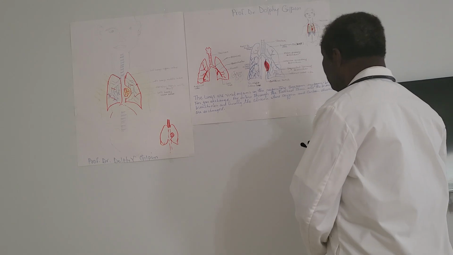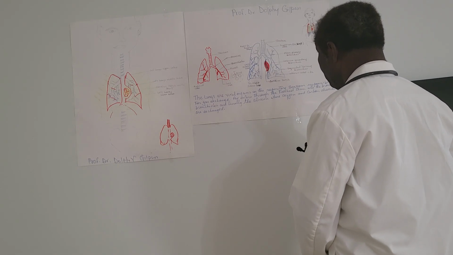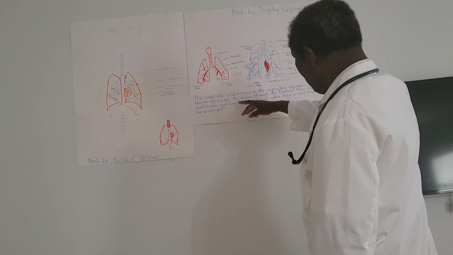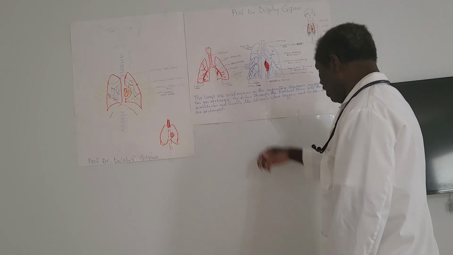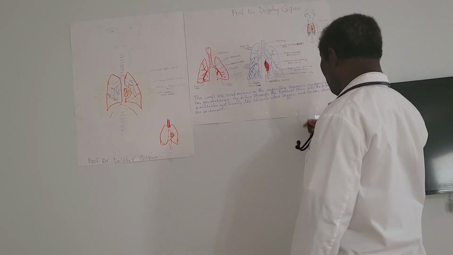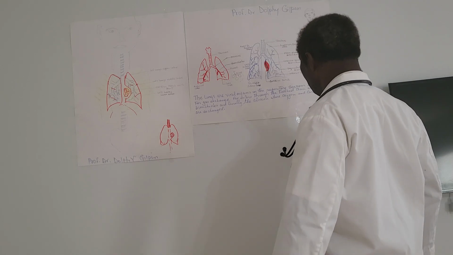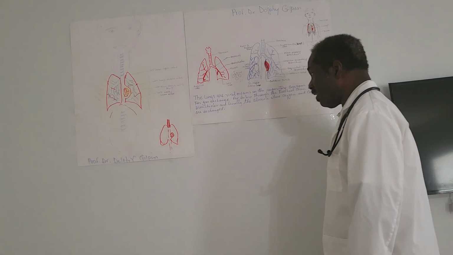This is the lungs, part of the pulmonary system. And we say the lungs is a vital organ of the respiratory system, responsible for gas exchange. Air enters through the trachea, then into the bronchi, bronchioles, and finally the alveoli, where oxygen and carbon dioxide are exchanged.